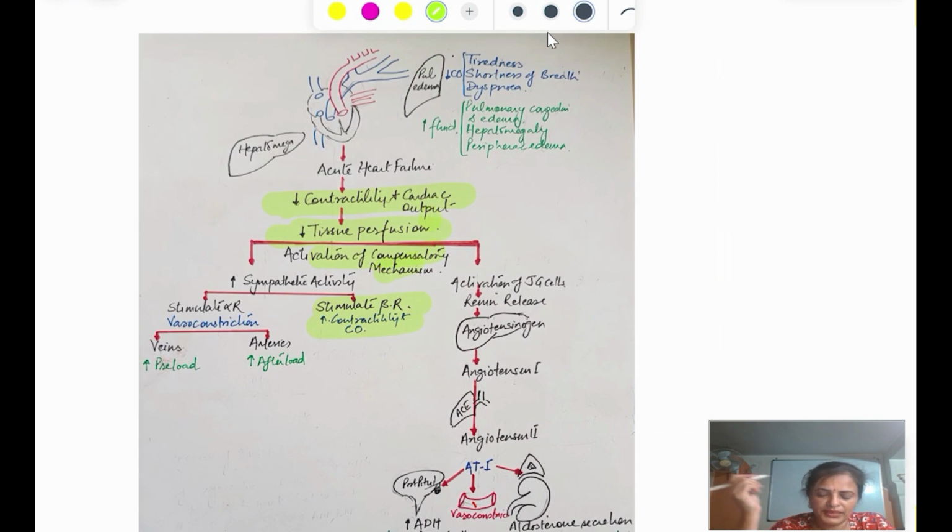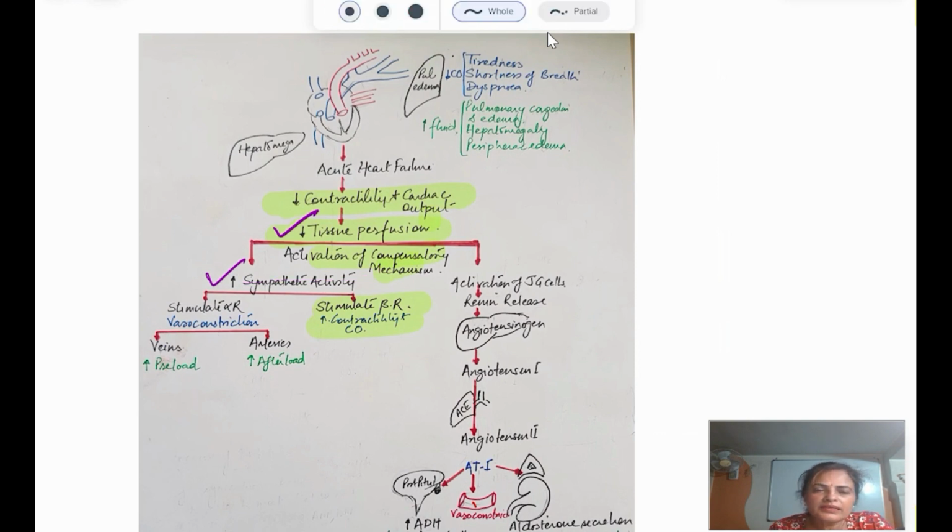Okay, I again repeat, because of the decreased tissue perfusion, ये वाला काम हुआ, then what will happen? There will be activation of the compensatory mechanism, and because it is an emergency, the fight and flight system will be activated, so sympathetic activity will be there. This system will get activated. Okay?